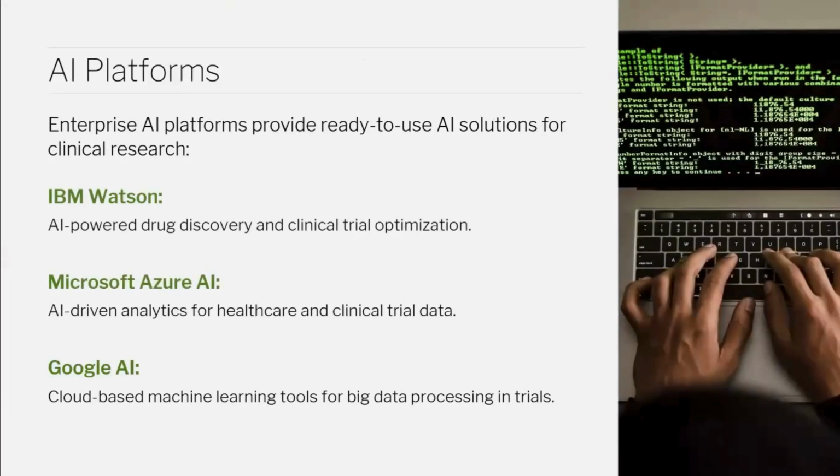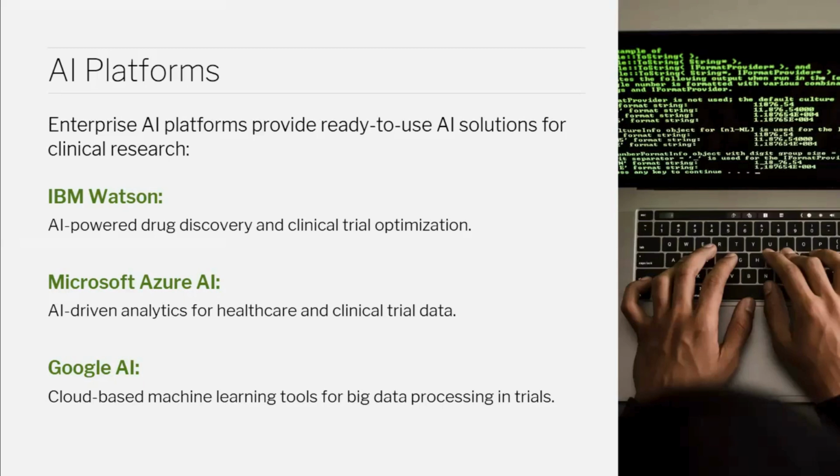So these are the basic platforms that are being used for clinical trials. One is IBM Watson, AI-powered drug discovery and clinical trial optimization software, and Microsoft Azure AI, which is AI-driven analytics for healthcare and clinical trial data. This is used for data analytics. And Google AI is also there, a cloud-based machine learning tool for big data processing in trials.